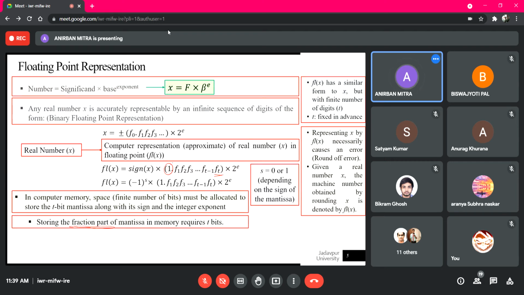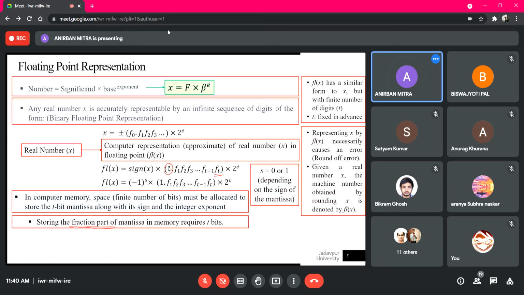The other part, that means the most significant bit to the left of the binary point, is always 1. So this 1 can be implied or it can be hidden. When you are going for a calculation, this 1 can be added up. But in storage, we will keep only the fractional part of the mantissa in t number of bits.